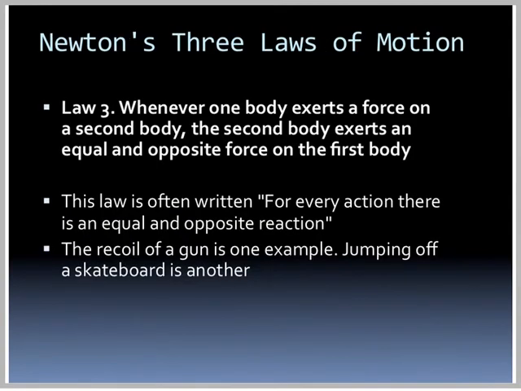Law 3 states that whenever one body exerts a force on a second body, the second body exerts an equal and opposite force on the first body. You've often heard this as for every action, there's an equal and opposite reaction. So, if I shoot a gun, the recoil of the gun is an example. There's a force pushing the bullet one direction, and the bullet pushes back on the gun the other direction. Or if I jump off a skateboard, as I jump off, I'll go one direction, and the skateboard will go the other direction.